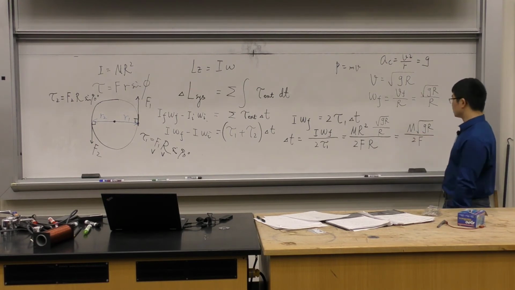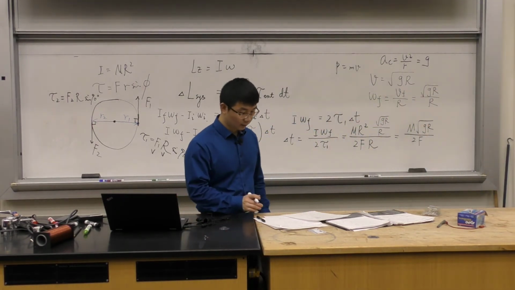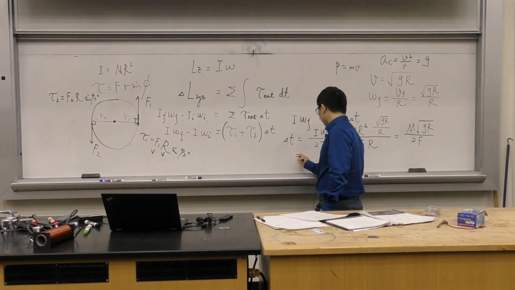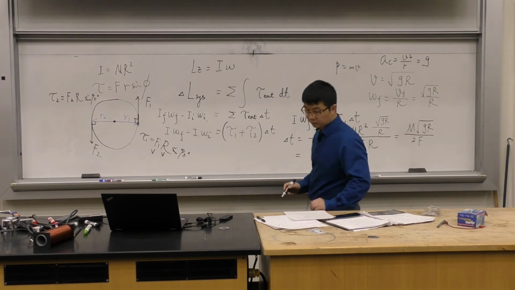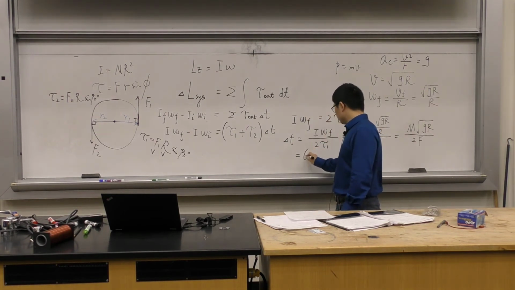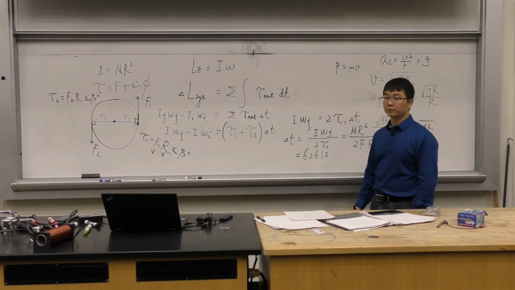So that's why you just say, plug numbers in at the end, because when you do the algebra, you may cancel terms and make the expression very simple. Now you can plug numbers in, and at the end you will get the number I got. Use your calculator to finish the algebra. Okay, so that's the time I found.